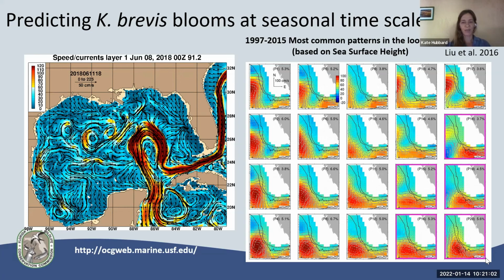I haven't touched on some of the biological conditions that may cause blooms to thrive, other than perhaps life cycle dynamics, but we also know that brevetoxins may be a deterrent to some grazers, things that would potentially eat Karenia brevis, and so that may be another mechanism that allows it to thrive so widely across Florida. Next, please.